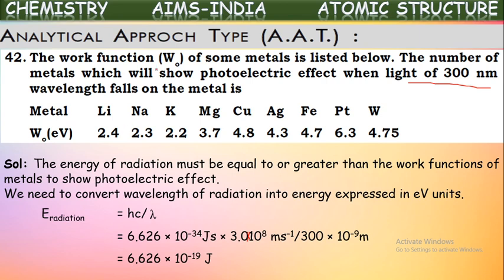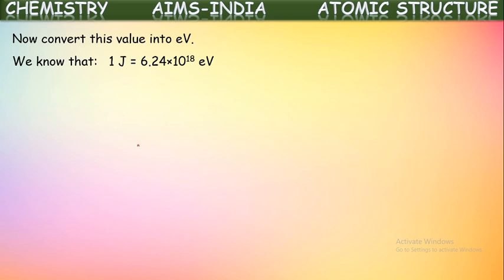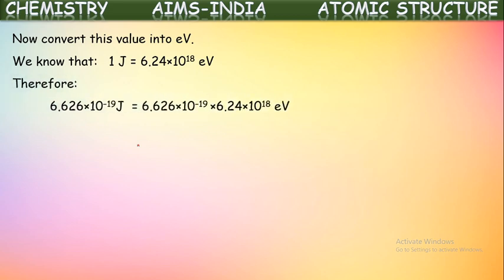But here work functions are mentioned in electron volts. So let us convert this energy of the photon into electron volts. 1 joule is equal to 6.24 × 10^18 electron volts. If we convert the total energy in joules into electron volts, we get 4.134 electron volts. So the energy of the photon passed onto the metal surfaces is 4.134 electron volts.